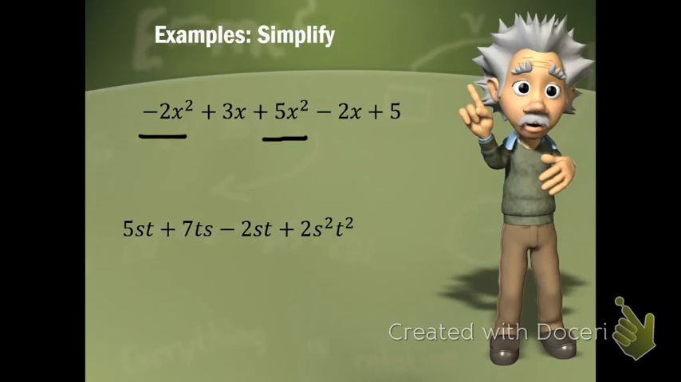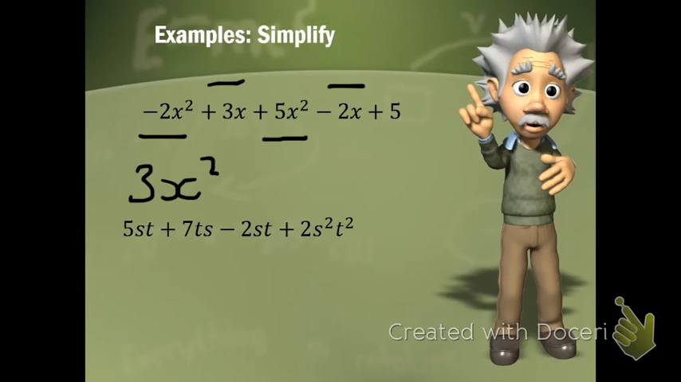Now looking further, I have 3x. I have minus 2x. They have the same pronumeral, so they're like terms. And 5 is by itself. There's no pronumeral there, so it's not a like term to any of them. So going through that, I have negative 2x squared plus 5x squared. That's going to give me 3x squared.